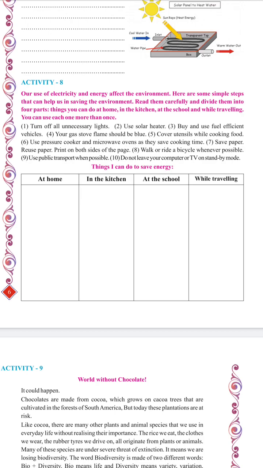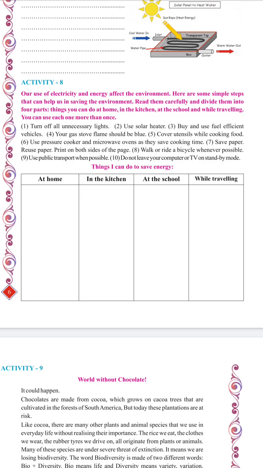So first is turn off all unnecessary lights. So where will you use it? I think this can be used in all 4 columns. So write this first: turn off all unnecessary lights at home, in the kitchen, at the school, and while traveling. Next, use a solar heater.